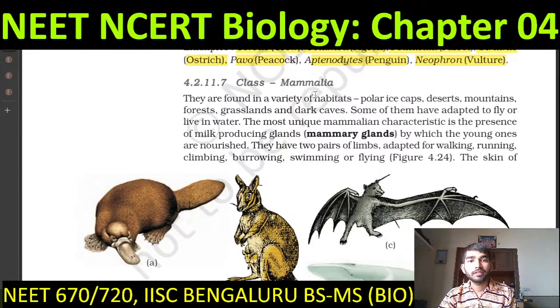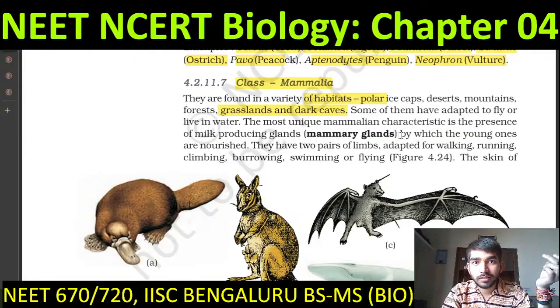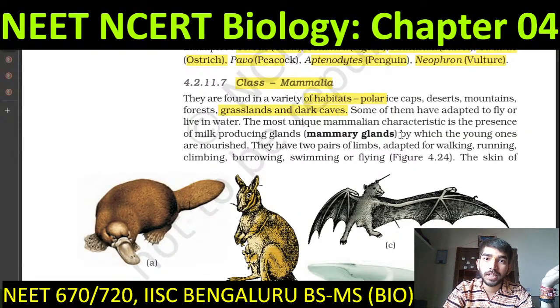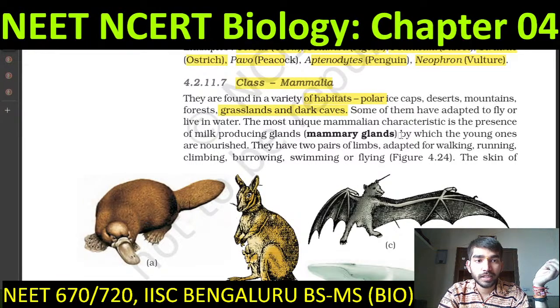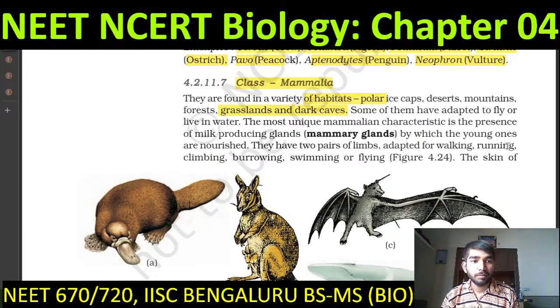Then coming to the final group here, Mammalia, they are found in a variety of habitats like polar ice caps, deserts, mountains, all these things. So it's very easy to understand because they are one of the most developed organisms, and they have the ability to control their internal body temperature, so they can survive in harsh environments as well as in some of the most challenging habitats as listed here, like deserts, polar ice caps, and other regions. Some of them have adapted to fly or live in water, like you can see the bat, which is a mammal. It is not a bird, it is a mammal, and it has adapted to fly.